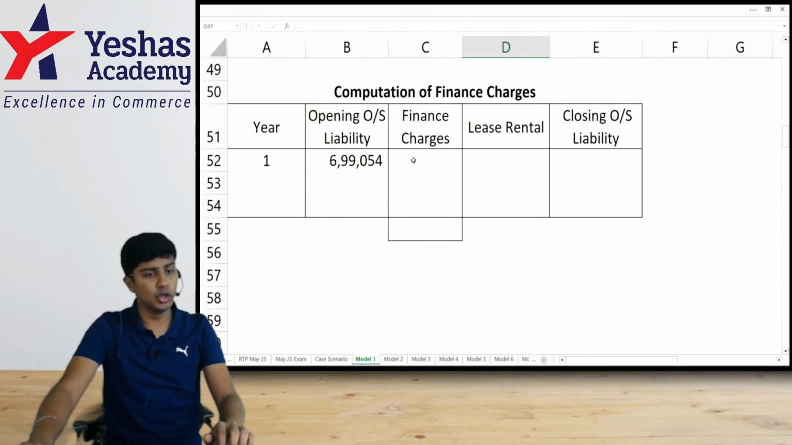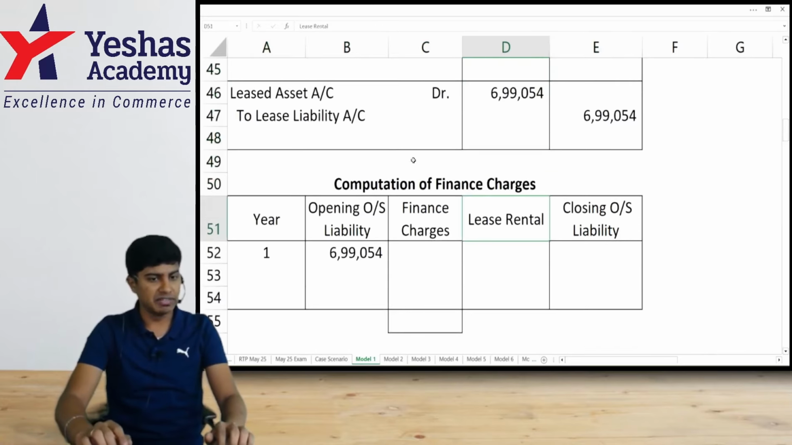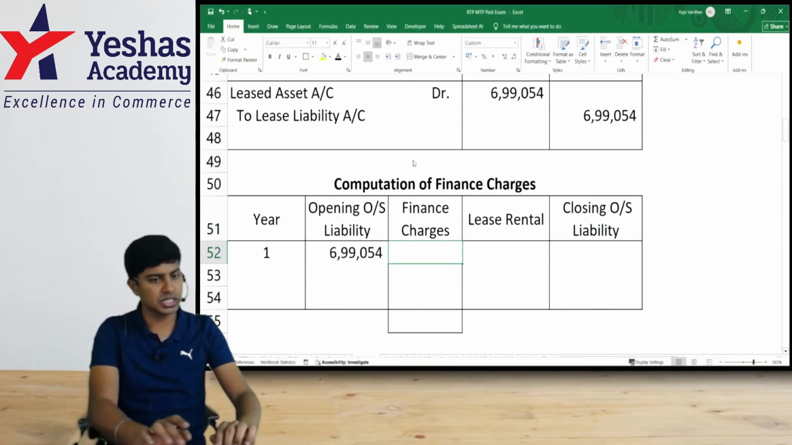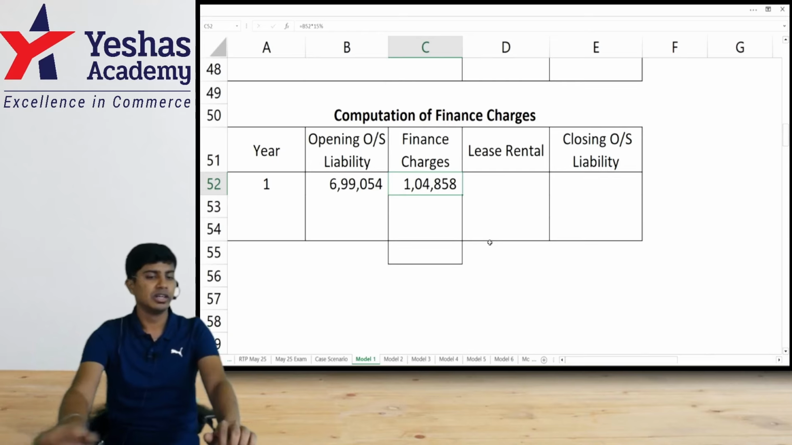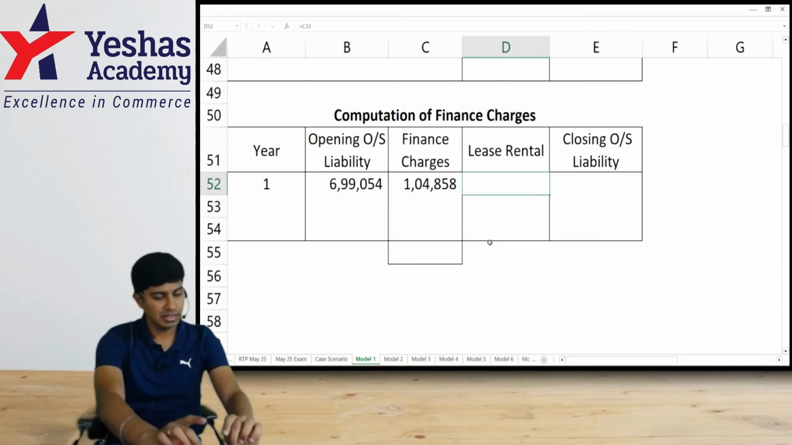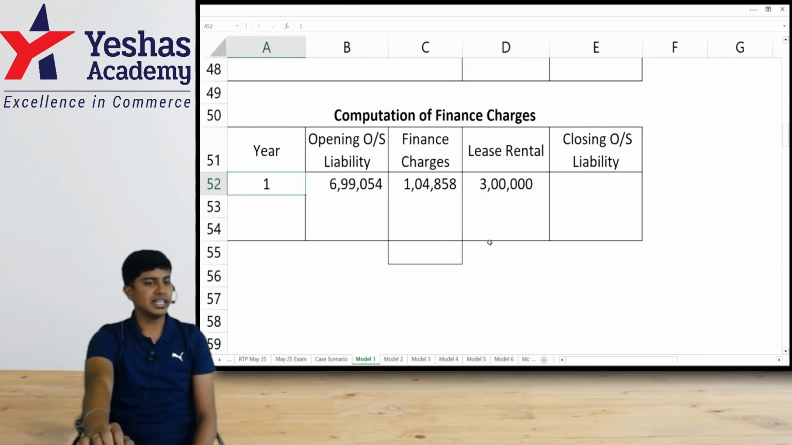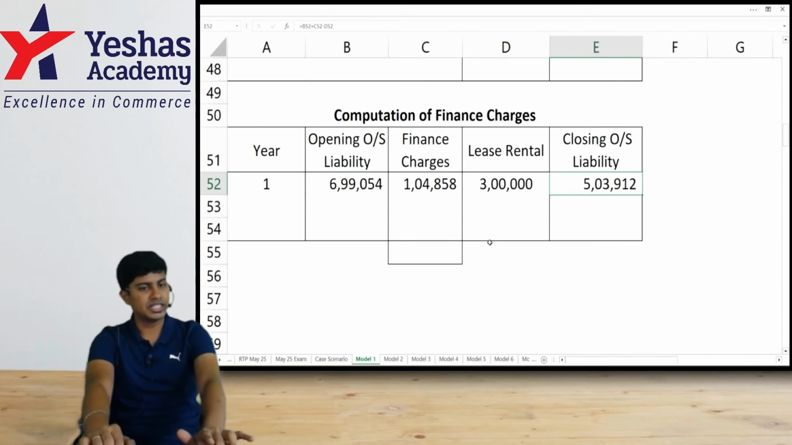699,054 is your liability. Do you pay that on year 1 beginning? No, you pay little money at the end of the year. So because you did not pay the entire money, I will charge interest at 15%. Please do 699,054 into 15%. You get 1,04,858. Then lease rental will be paid. How much is lease rental? 3 lakhs. Deduct 3 lakhs. Do 699,054 plus 1,04,858 minus 3 lakhs lease rental. 5,03,912 is the closing outstanding liability.